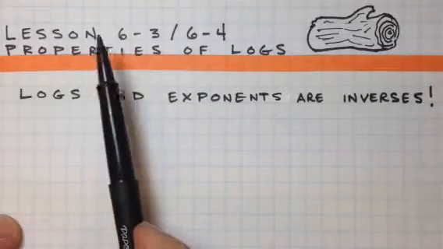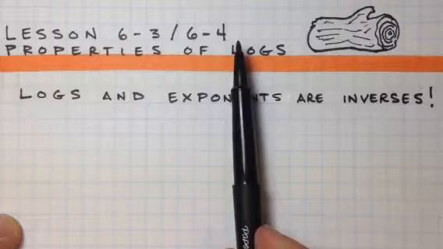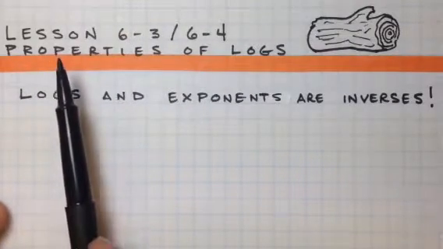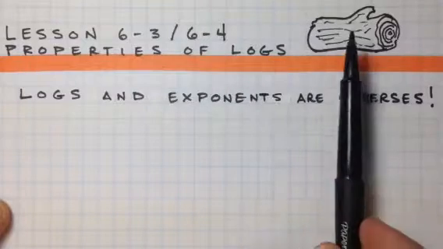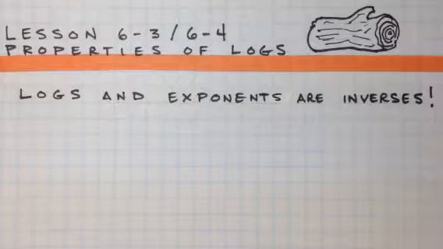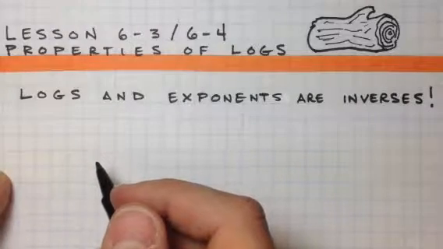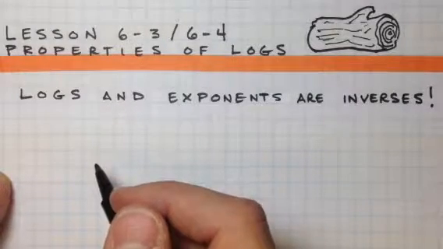This is lesson 6-3, 6-4 in the Forrester textbook, and the topic of today's lesson is going to be properties of logs, and this is a log. I'd like you to take notes on what you see today, and what you're going to see is a total of 6 different properties of logarithms which we are going to use in order to make derivative and integral calculations easier for us.